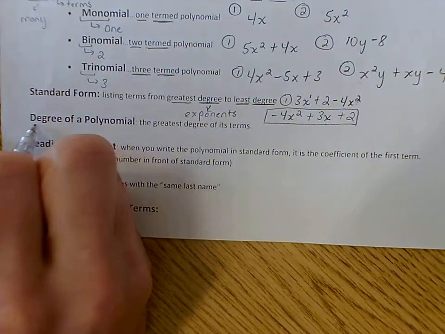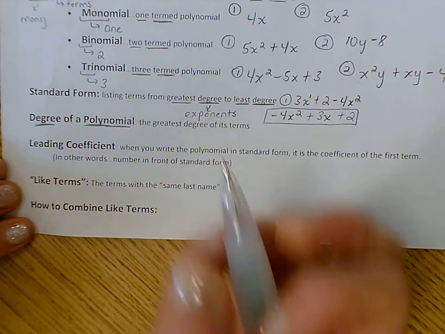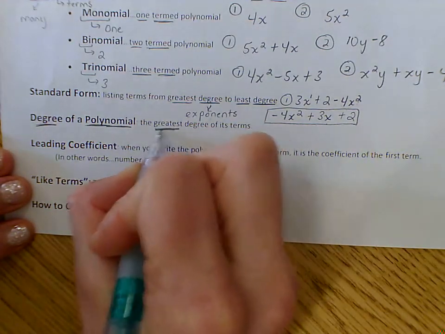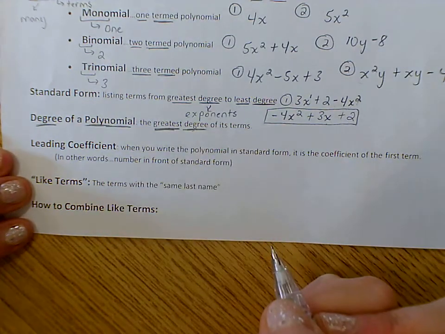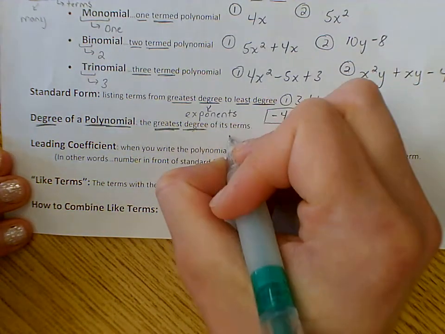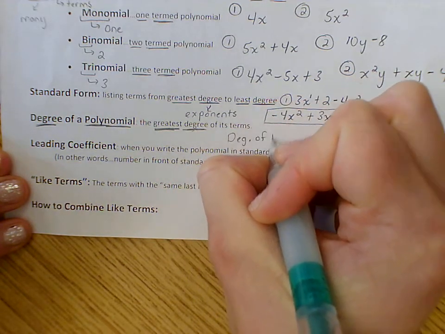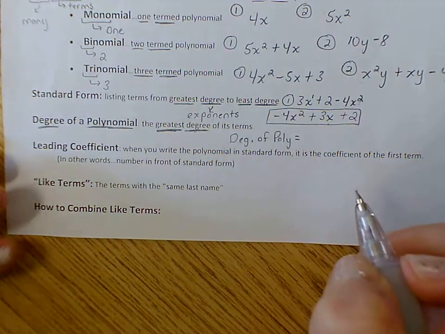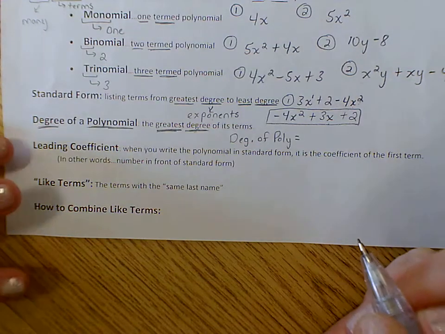They can ask you what is the degree of the polynomial as a whole. What they're asking is, out of all of your terms, what was the highest degree that you had? So if I ask you what is the degree of this polynomial, I'm looking for the term that had the highest degree, and whatever the degree is there is the degree of the polynomial.